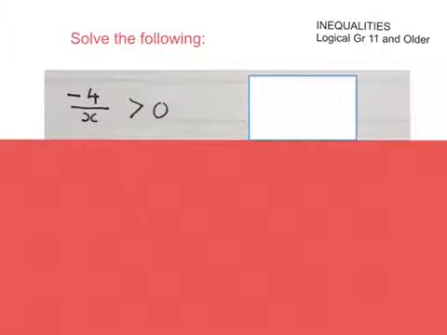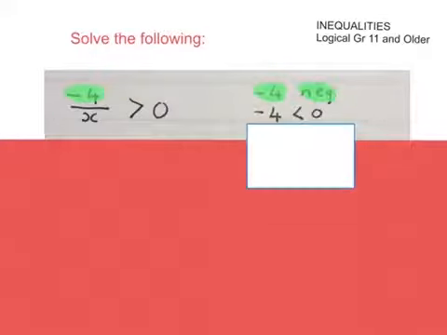First sum looks like this. It's minus 4 over x is bigger than or equal to 0. It says solve the following. The first thing you must see is that the top part here is negative. I wrote it on the side here. Sometimes in maths it's written as minus 4 is smaller than 0. This is the same thing.